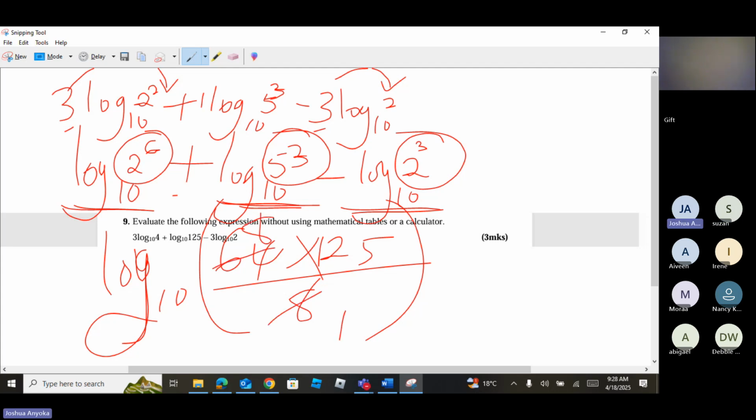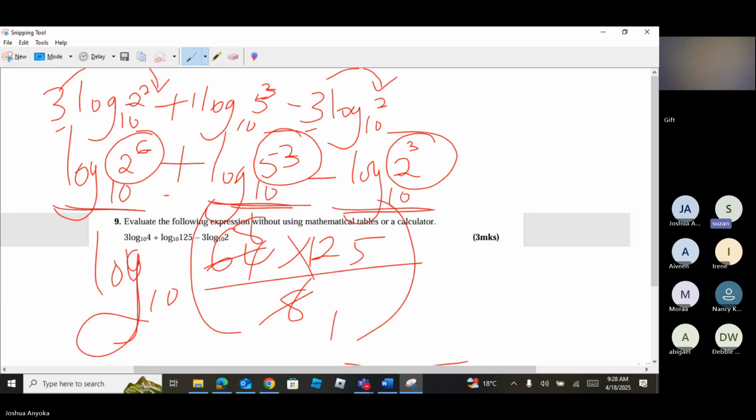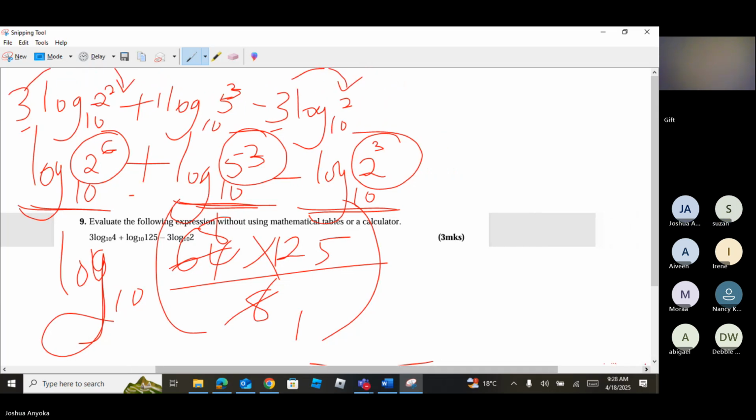125 times 8. 1,000. What do you get? 1,000. So log base 10 to 1,000.